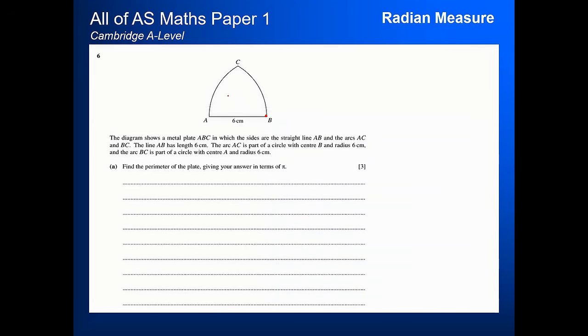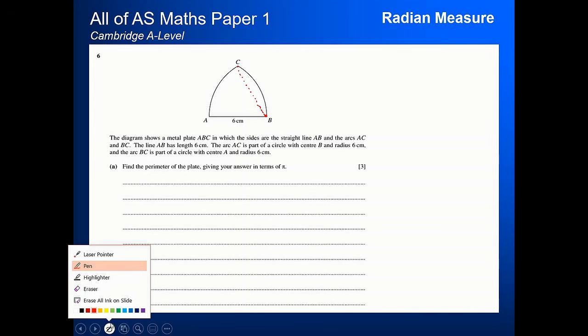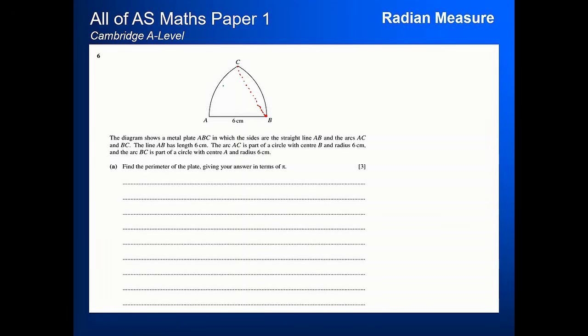Now what's quite useful to draw in here is a dotted line just to show exactly where this arc is, and then BC also works in the same way with the center of A. So let me do that in a different color. So then we've got our center A also with the arc like so. And we need to first of all work out the perimeter of the plate.